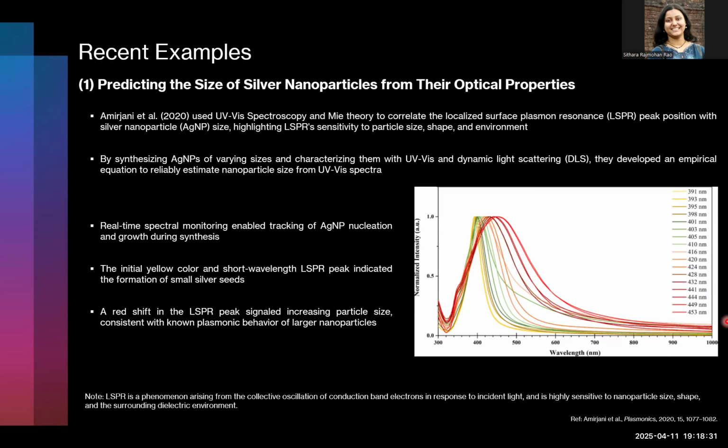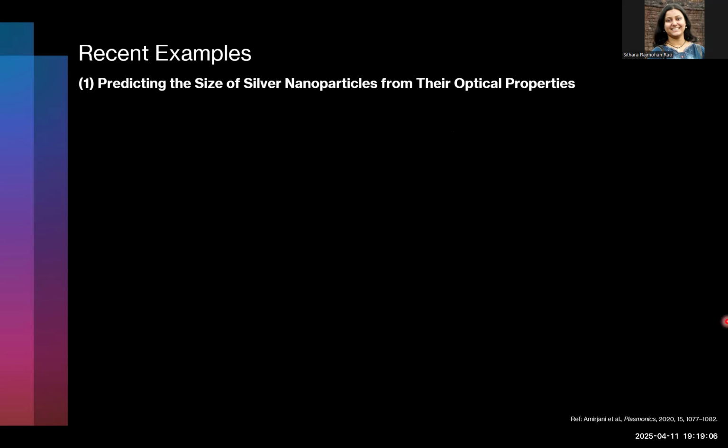When they did the silver nanoparticle nucleation and growth, while the synthesis was happening, they made sure to do real-time spectral monitoring. The initial yellow-colored spectra, or the short wavelength LSPR peaks, correspond to smaller silver seeds. As we see the continuous redshift, this was because the particle size kept increasing, which is consistent with the known plasmonic behavior of larger nanoparticles. Like I said, it's characteristic: as the size of the nanoparticle increases, the surface plasmon maxima also shifts to higher wavelengths.